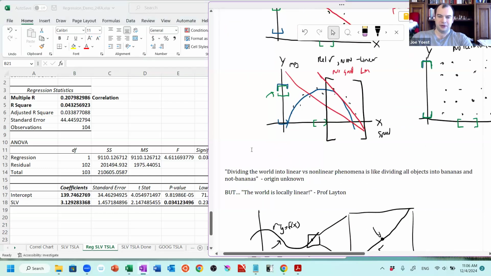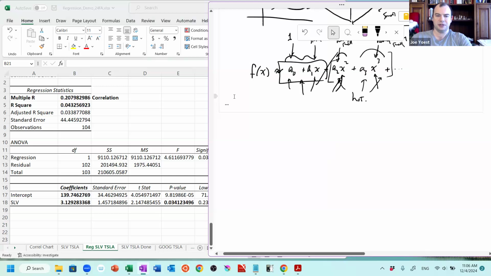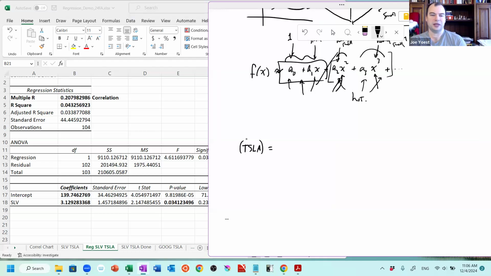So what I'm saying is that my regression model for silver versus Tesla is that my guess for Tesla's price, given a silver share price, is 139.7 plus the slope of 3.13 or so times the iShares silver price.